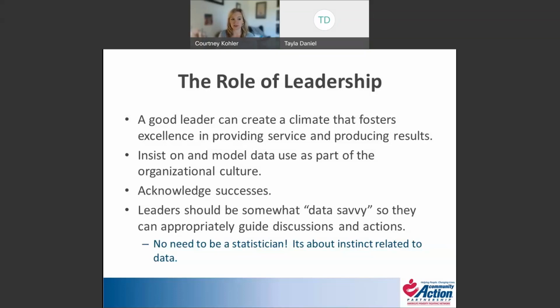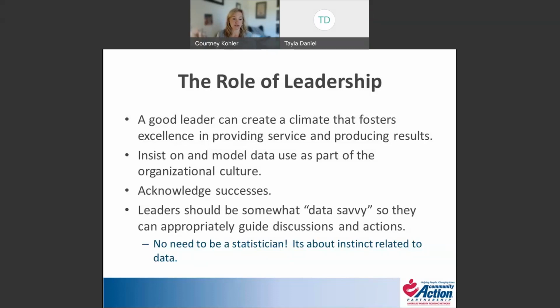Acknowledging successes is also very important for leadership to do with a data-centric culture, whether it be success of staff or just success of the results of the agency. And then also, leaders should be somewhat data savvy also, so they can appropriately guide discussions and actions.